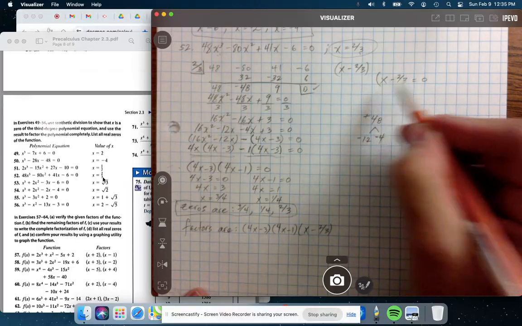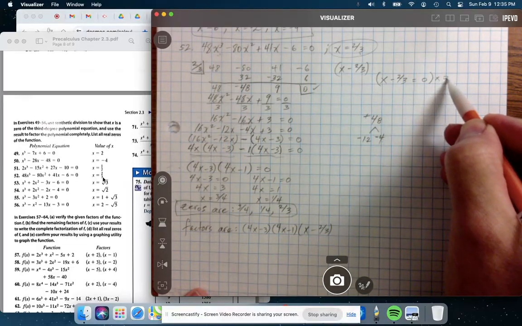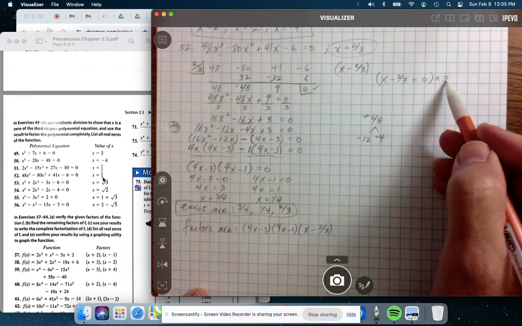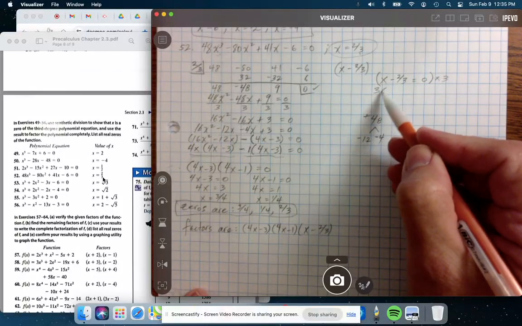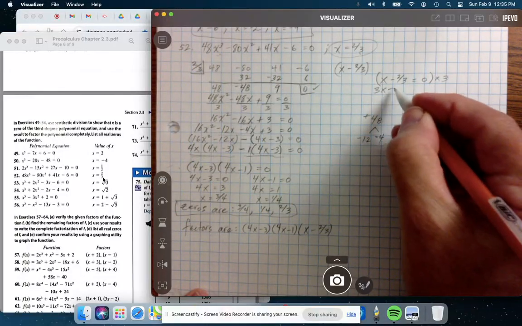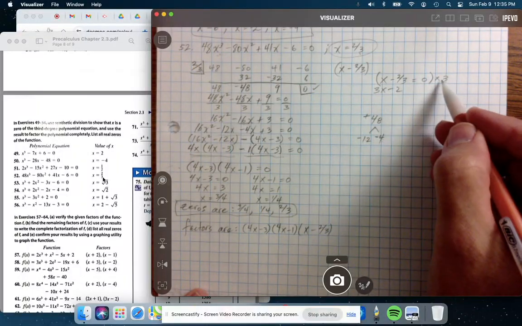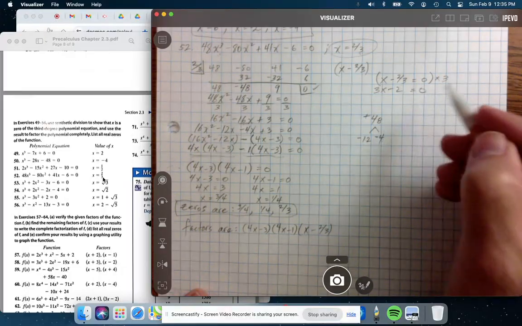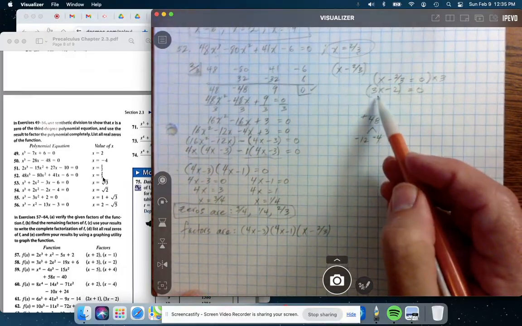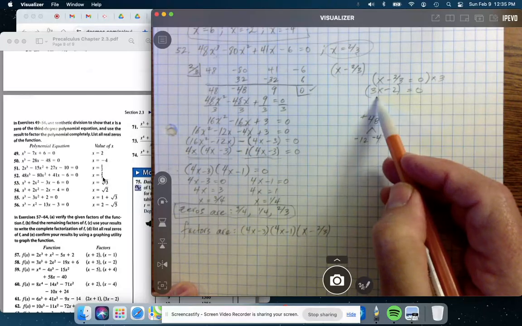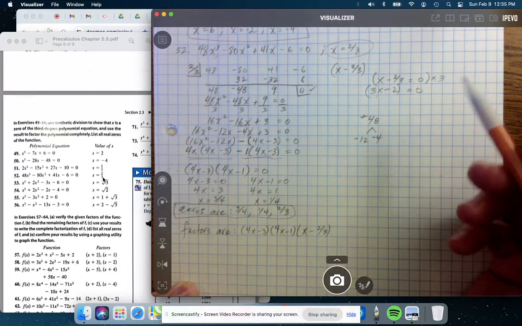We could just multiply everything by 3. So if I multiply everything by 3, then that would be 3x. That would just be minus 2. And when I multiply that, of course, I get 0. So a better answer for the other factor would be 3x minus 2 equals 0.